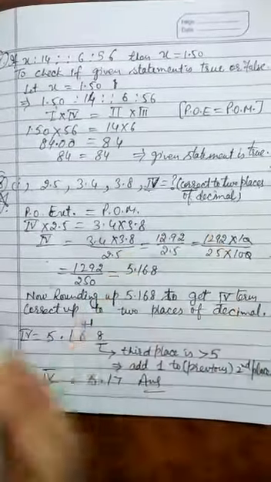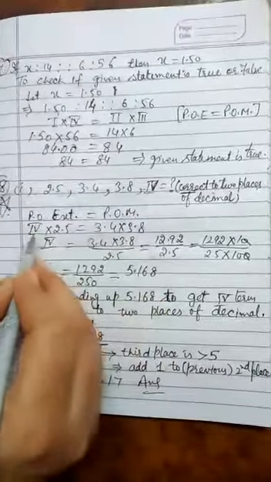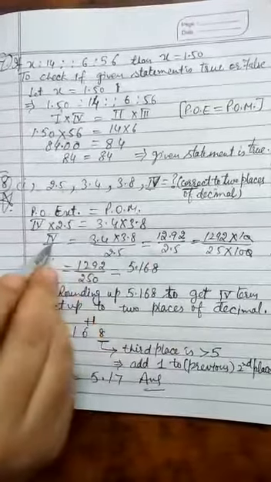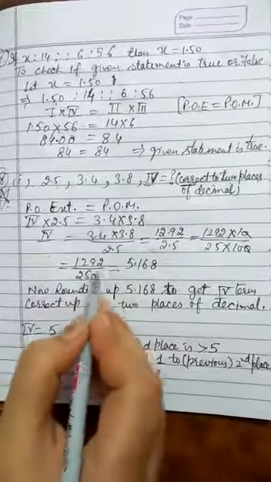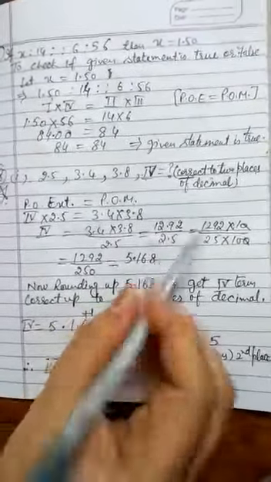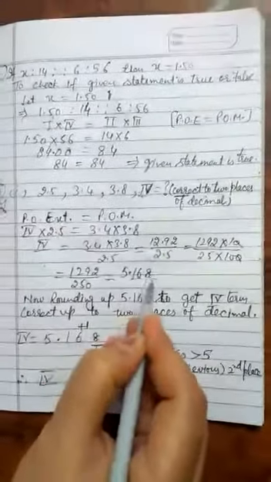How we'll find? Just see, product of extremes equal to product of means. Again using the same formula, fourth term multiply first term, here second term multiply third term. We are finding fourth term, concluding. In the end you got the answer 5.168, but we have to find correct to 2 places of decimal. Here we got 3 places.